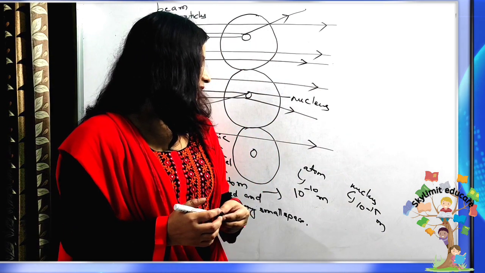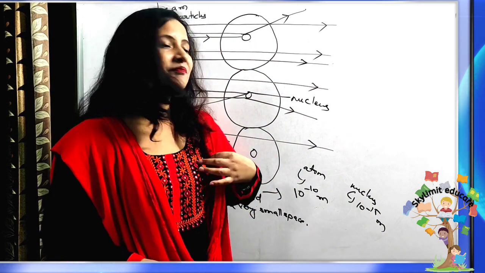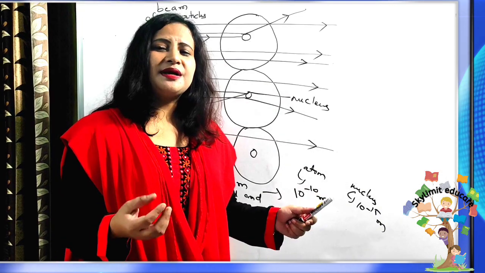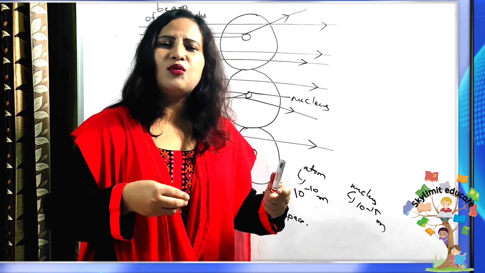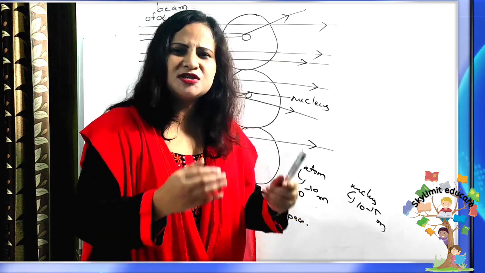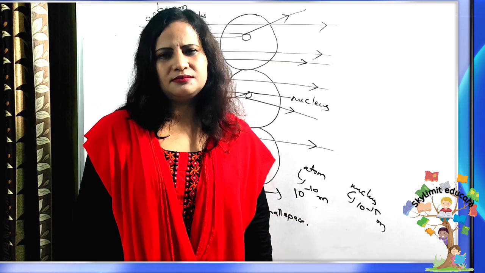It's around 1 lakh times. That means 1 lakh times. Yes or no? That means the atom is bigger than the nucleus by 1 lakh times, or the nucleus is smaller than the atom by 1 lakh times. So just imagine, okay? It is occupying that small region within an atom, okay?